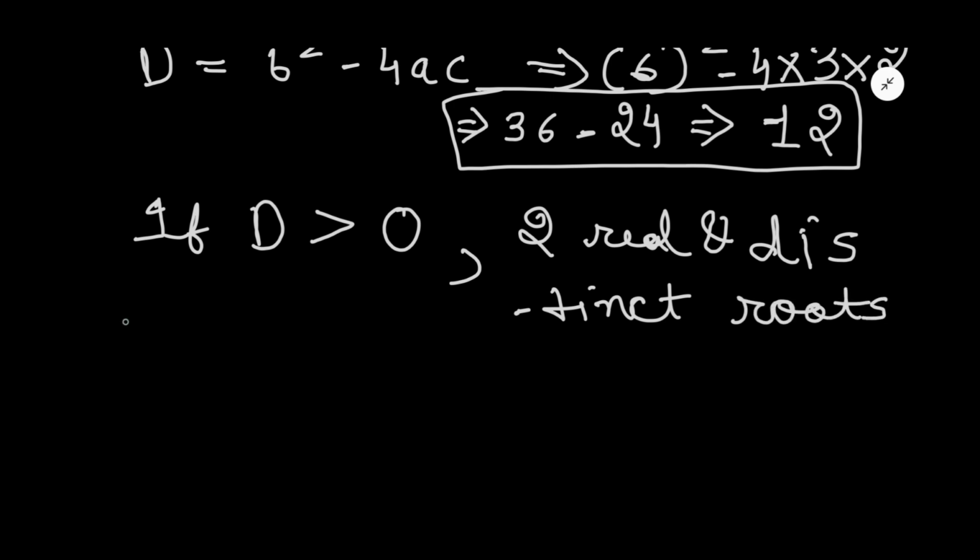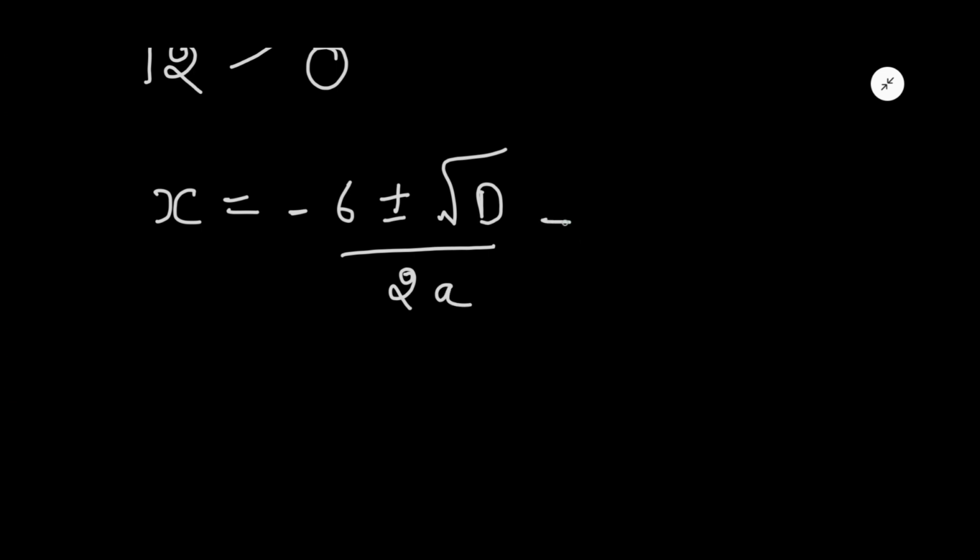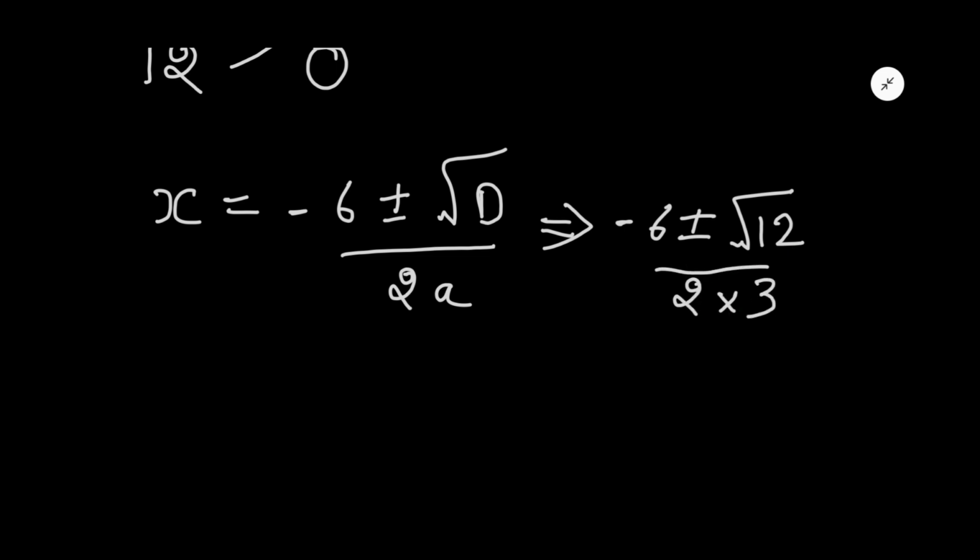So in this case, the value of D is 12, which is greater than 0. So there will be two real and distinct roots. Let's find out. The formula to find the roots of a quadratic equation is minus b plus minus under root D upon 2a. Here the value of b is 6, the value of D is 12, the value of a is 3.